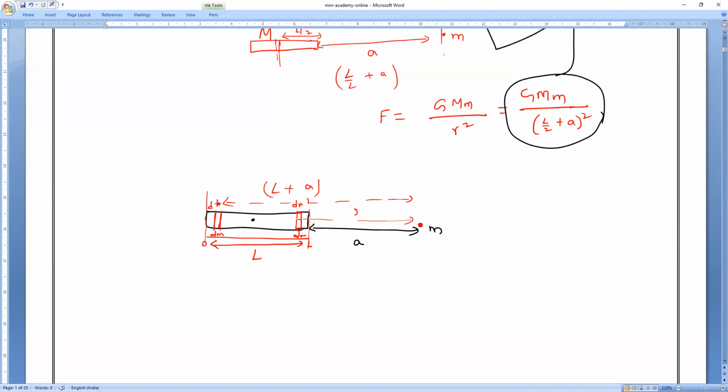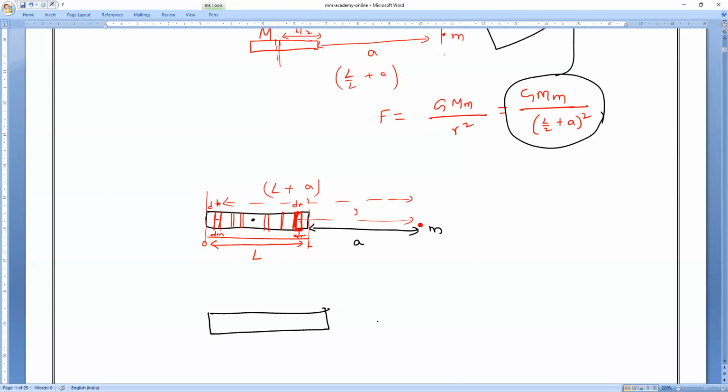So the attraction between this particle and the point mass, and between that particle and the point mass, is it the same? It is not the same. Do you understand, everyone? So you can make it into hundreds of segments, and the force of attraction from each segment is not the same. Is it right or wrong? Please respond, everybody. Yes, sir. So let us see how to solve this one.